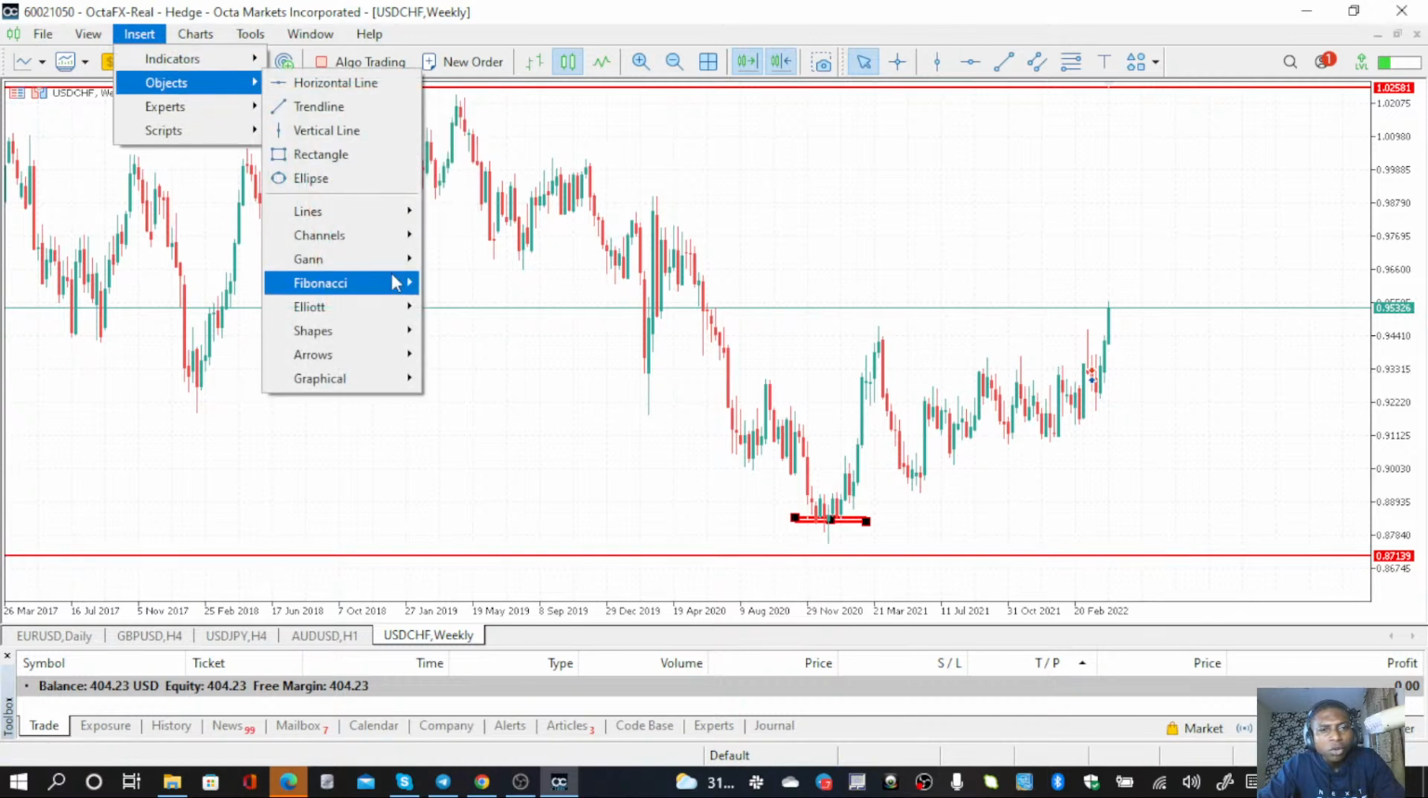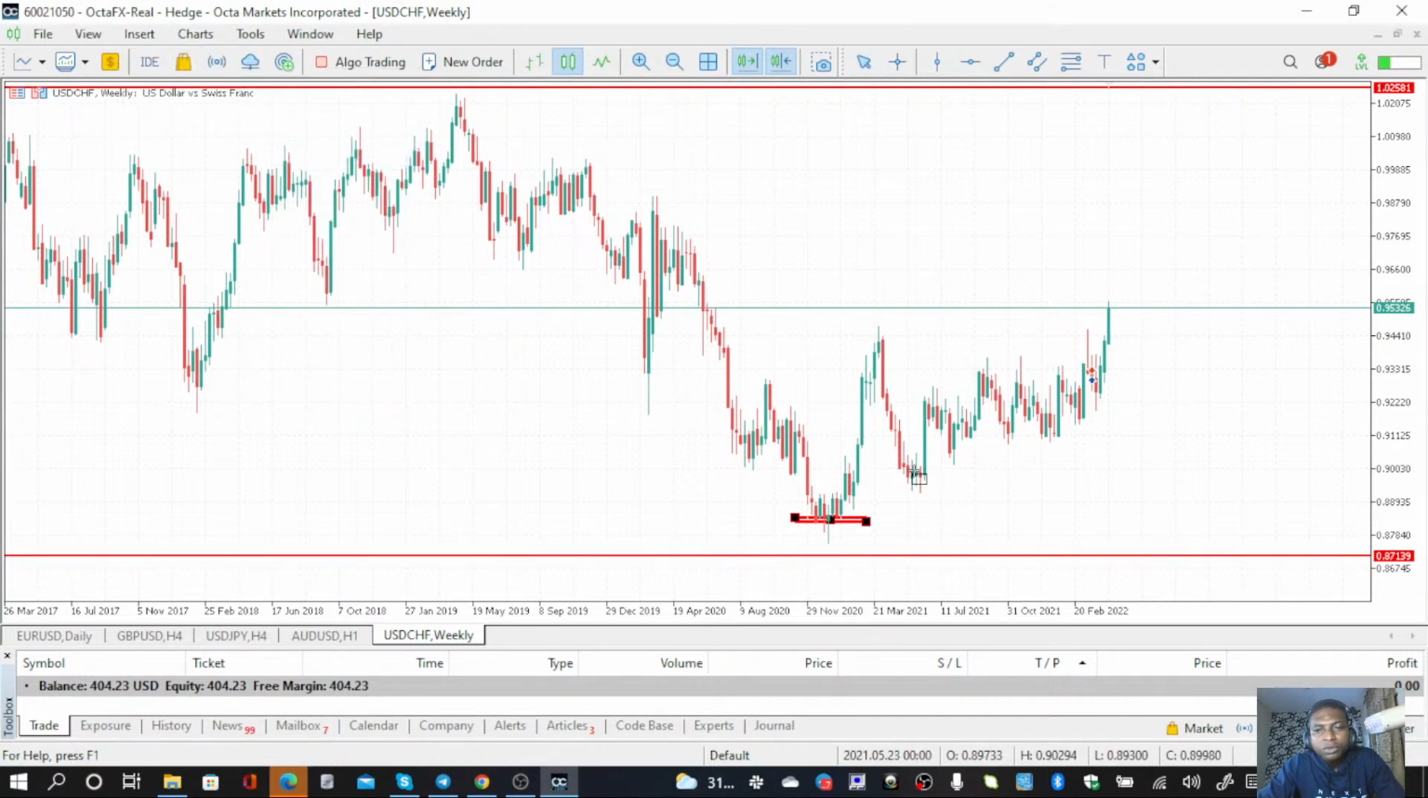so that we can all see what I am trying to point out. Now you can see so much bullish momentum coming in.